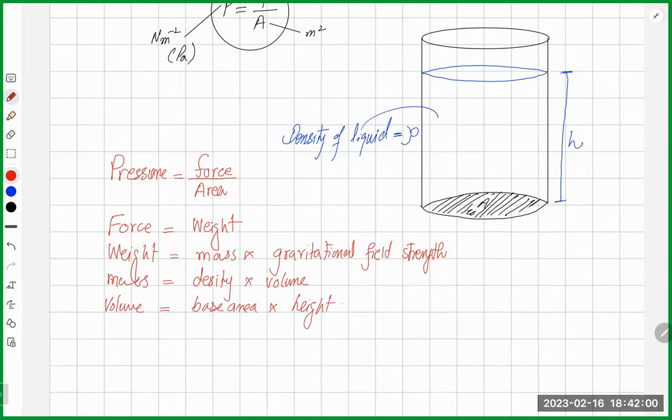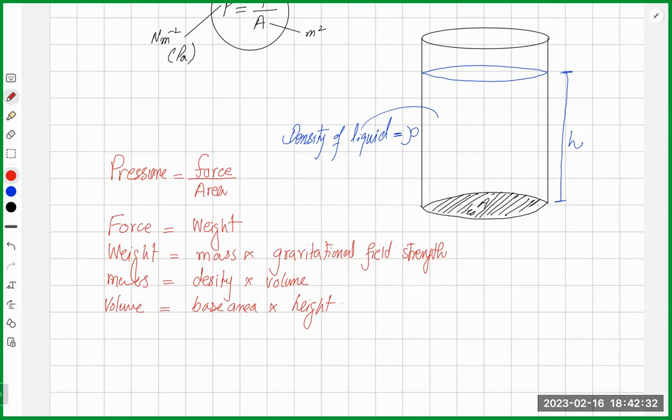Listen, pay attention. I needed to calculate pressure. Pressure required force and area. I want to know how much force is exerted by the liquid on the base of the container. So we figured out that the force that the liquid exerts on the base will be equal to weight. Then what is weight equal to? Mass into gravitational field strength. I know the value of gravitational field strength. It is 9.81, but I don't know what mass is.